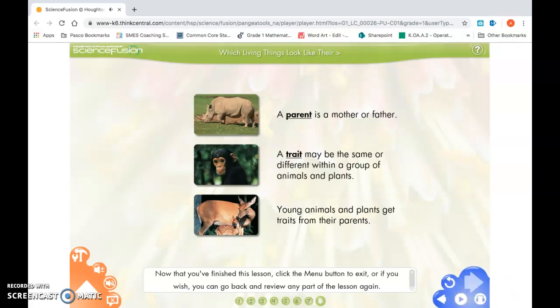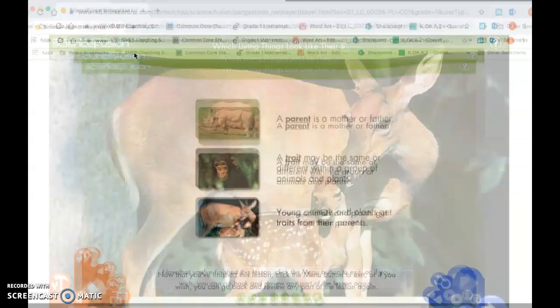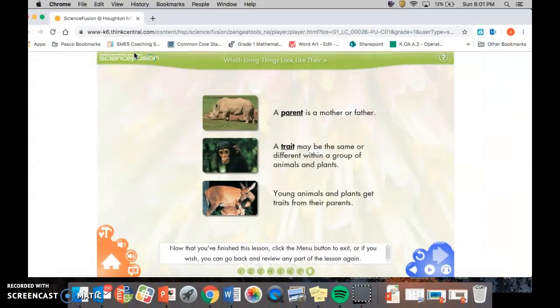All right, you guys did a fantastic job. We talked about animals and their parents and how they get traits, or what they look like. The traits are kind of like their looks, what they look like from their parents.